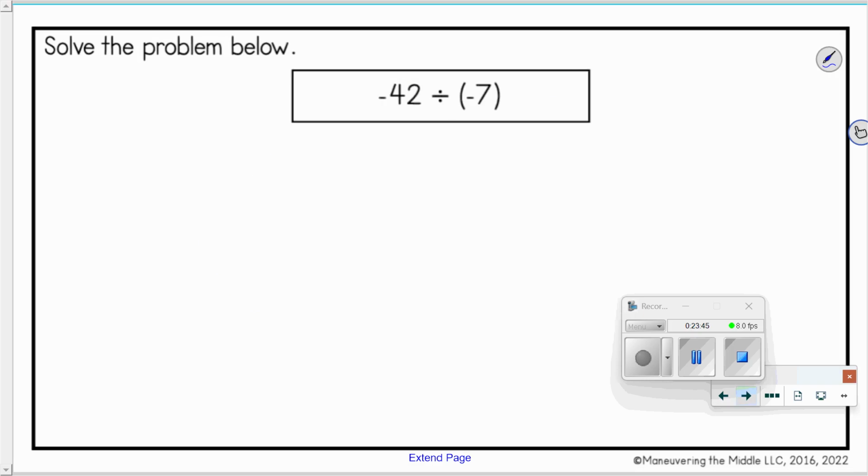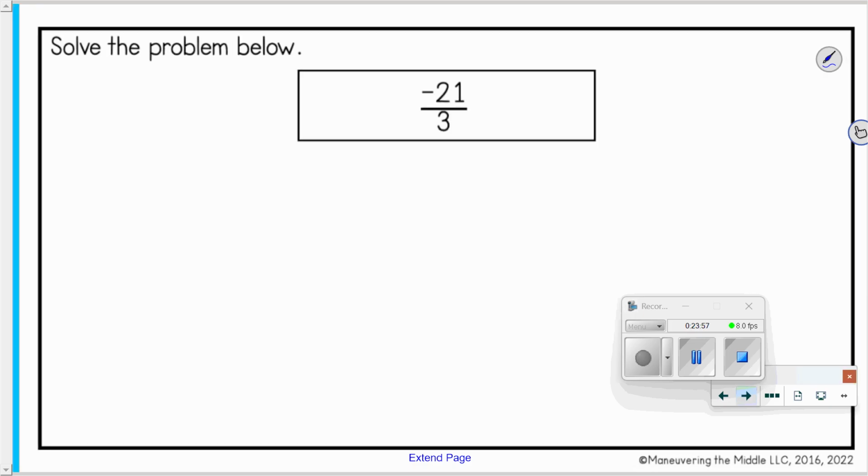Same on the next one. Ignore our signs. 42 divided by 7 gives us 6. Negative and negative, they're the same, so now we have love. It's just a positive. 21 divided by 3, 7. Negative and positive, they're different, so we have a little bit of hatred going on.